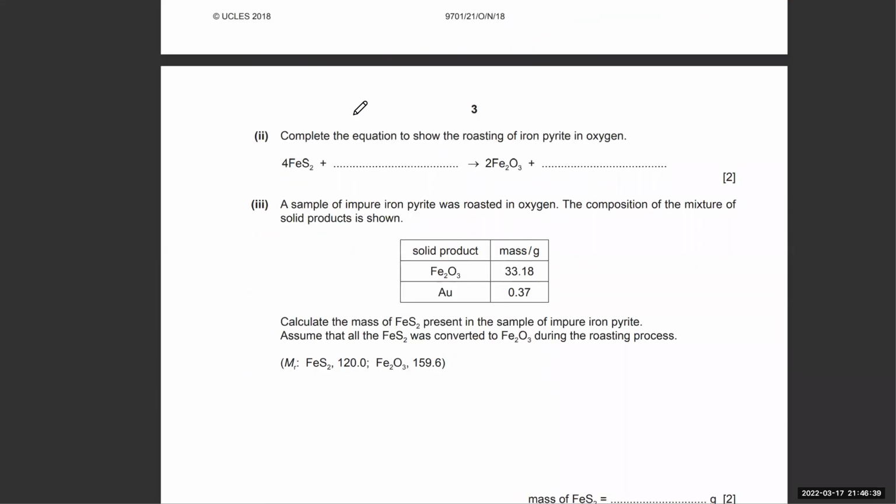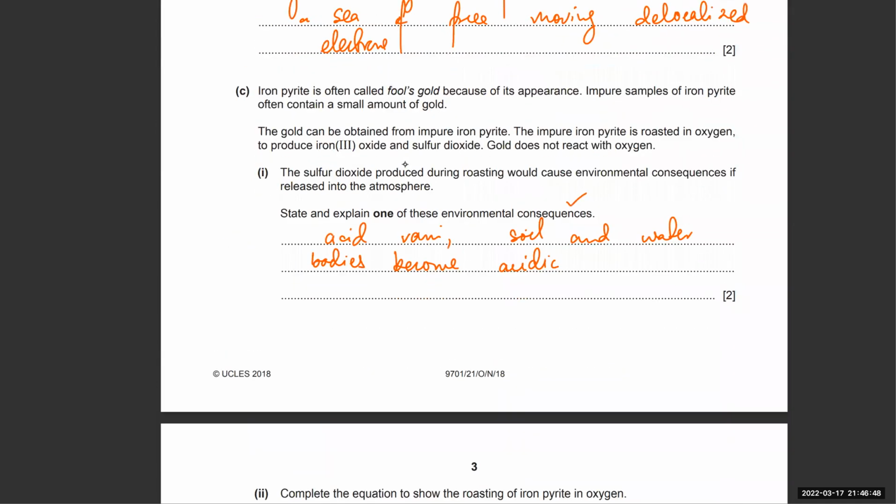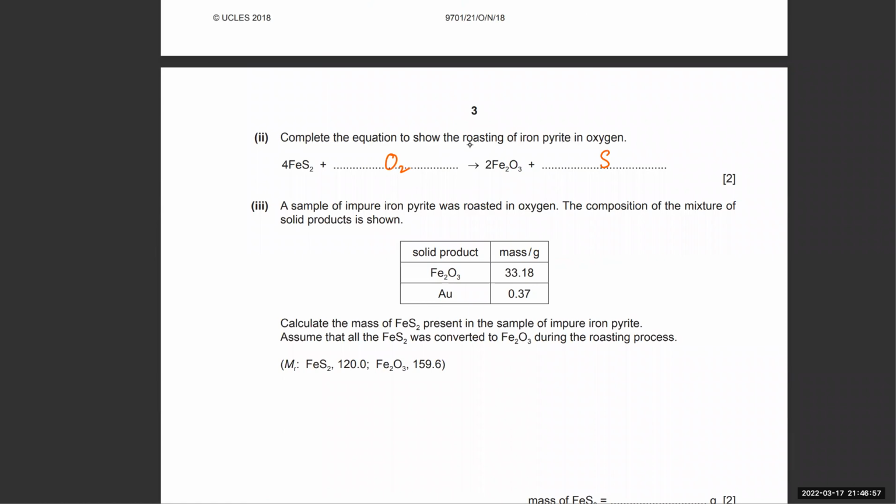Next one: complete the equation to show the roasting of iron pyrite in oxygen. They're saying iron pyrite is roasted in oxygen, and it produces iron(III) oxide and sulfur dioxide. So there's going to be sulfur dioxide. You can try and balance this. There are 2 sulfurs here, so there's going to be 2 sulfur dioxides, and you can balance the oxygens. That's 4 plus 6, that's 10. So there's going to be 5 O2.